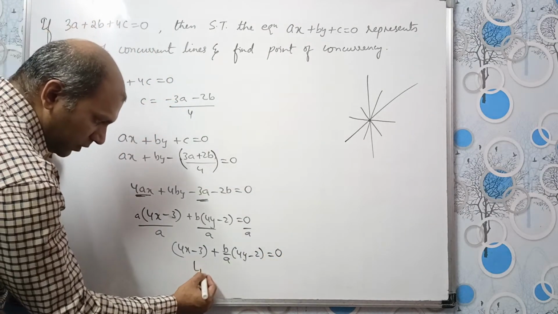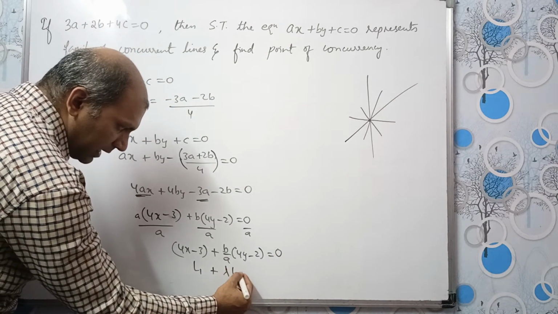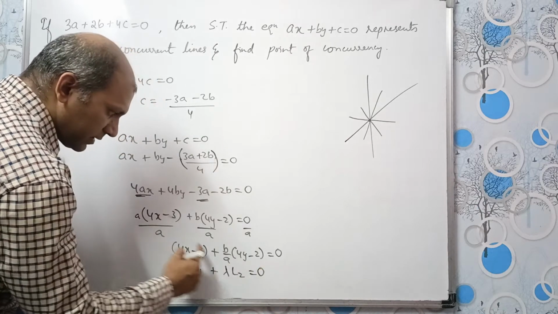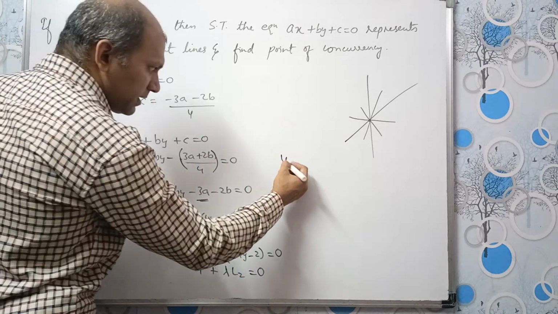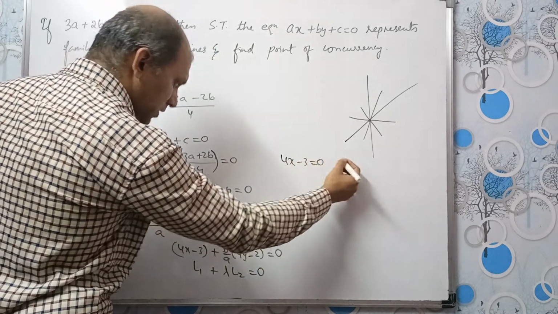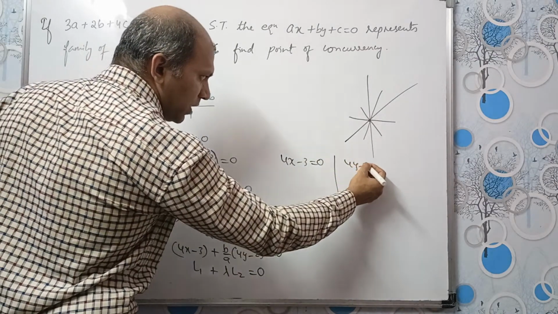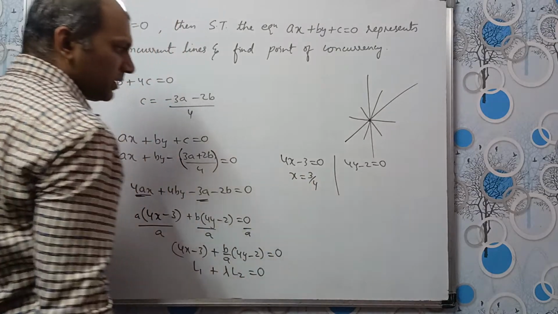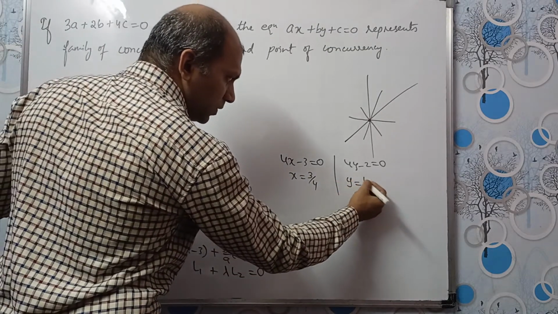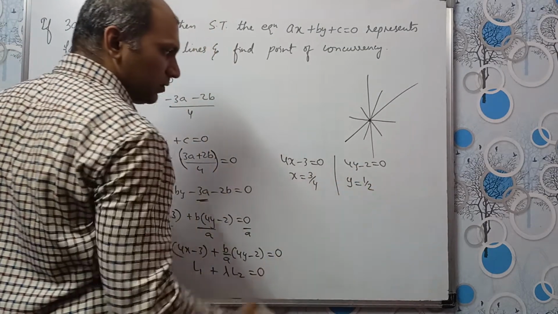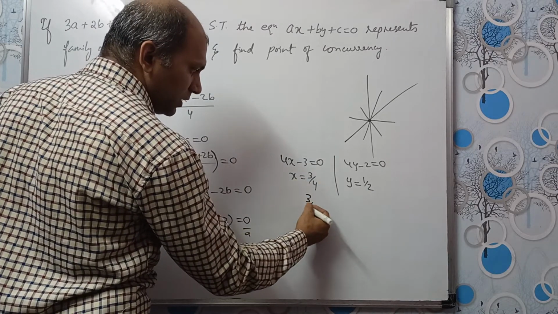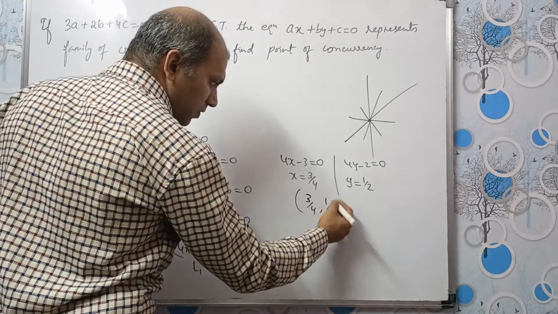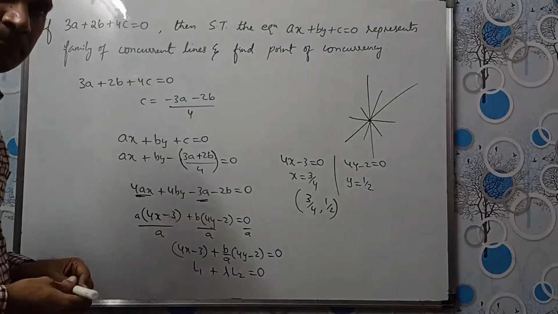Now, isn't it of the form L1 plus lambda L2 is equal to 0? This is first line, this is second line. So, first line is 4x minus 3 is equal to 0 and the second line is 4y minus 2 is equal to 0. So, from here if you find the value of x, it will be 3 by 4 and y will be equal to 1 by 2. 2 by 4 will be equal to 1 by 2. So, the point of intersection is what? 3 by 4 comma 1 by 2. Okay. This is one method of solving this.